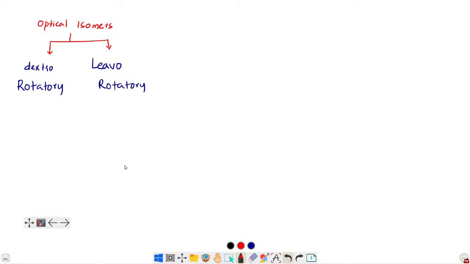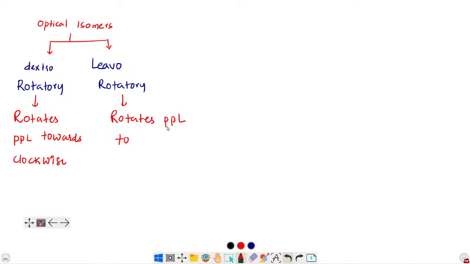What do you mean by a dextrorotatory compound? That means a molecule which rotates the plane polarized light, PPL, towards clockwise, and here it rotates the PPL towards anti-clockwise, right? So this is what is responsible for the rotation of PPL.